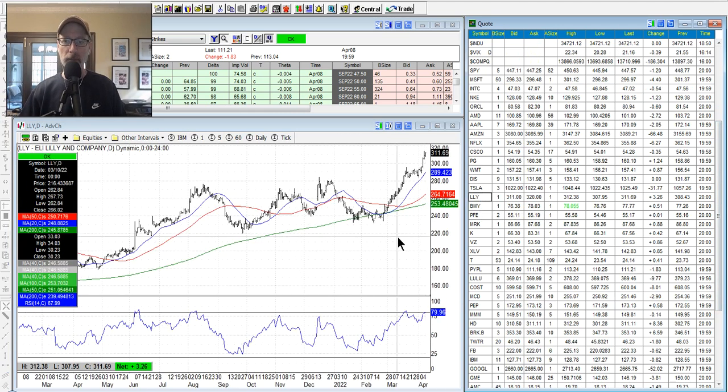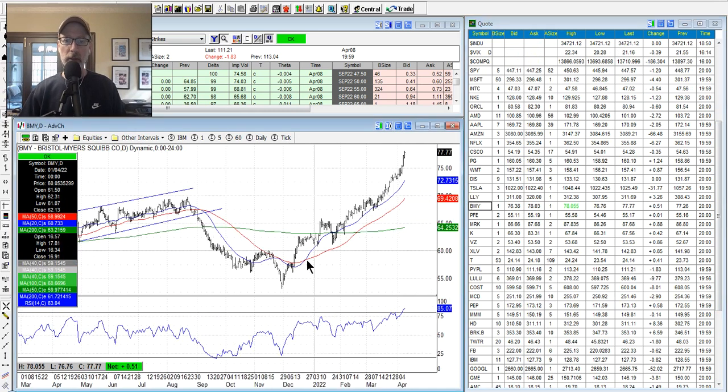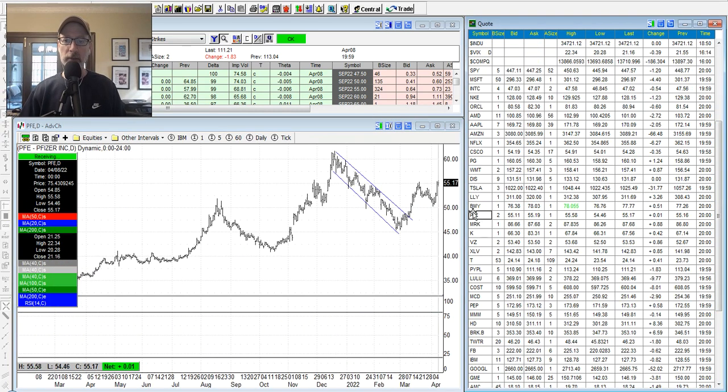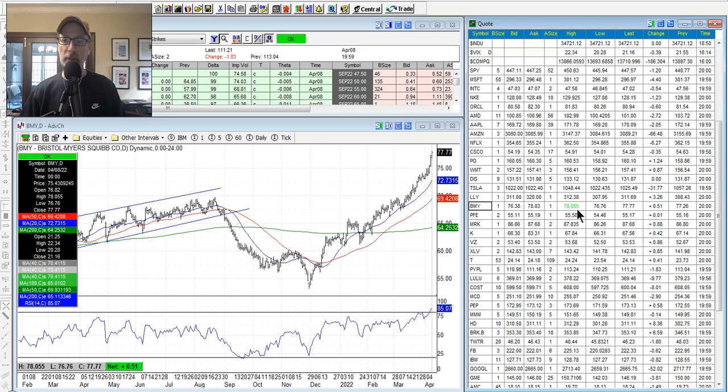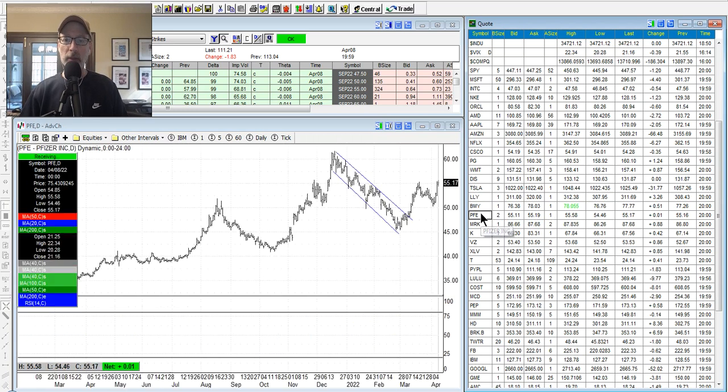Eli Lilly on the highs. Bristol Myers on the highs. Pfizer. If you see the yellow or green, whatever color that is, that means it's a new high for the year, or maybe even an all-time new high. So we got Eli Lilly, Bristol Myers, Pfizer.